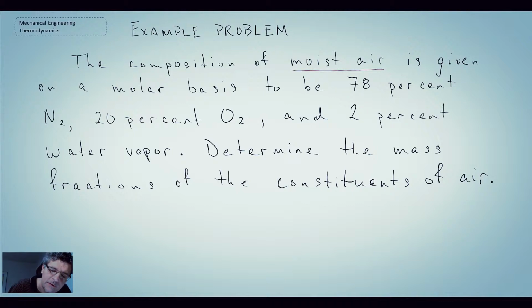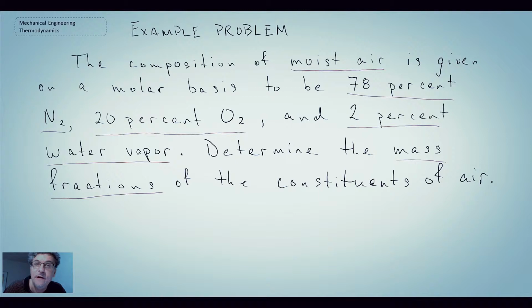And we're told that 78% of air is nitrogen, 20% is oxygen, and the remaining 2% is water vapor. And what they want us to do is determine the mass fractions of each of the constituents within the mixture that we call air. So let's begin. What we'll be doing here is using both the concepts of mass fraction and mole fraction.